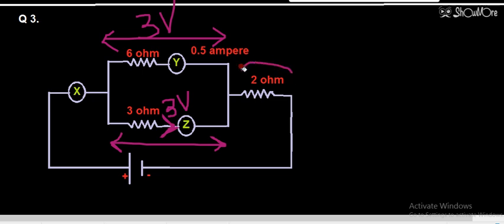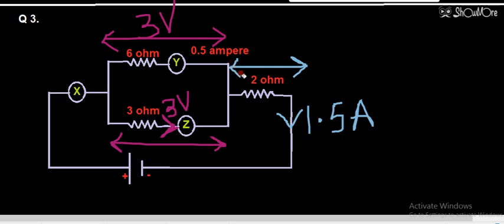Now this is a 2 ohm resistance. We have calculated the current flowing through this 2 ohm, that was 1.5 ampere. So 1.5 ampere current is coming from the battery. Now you can check, some voltage will drop across this 2 ohm also. That is 2 into 1.5, that is also 3 volt.